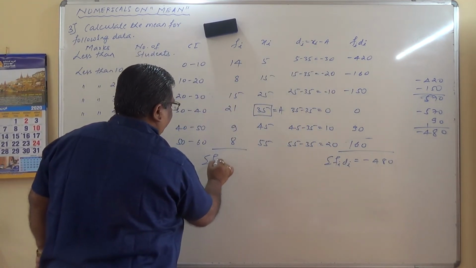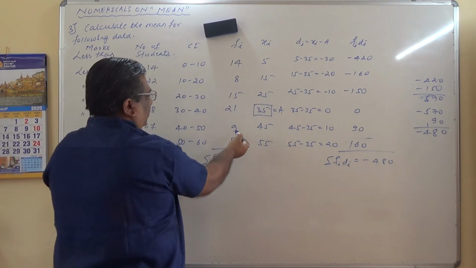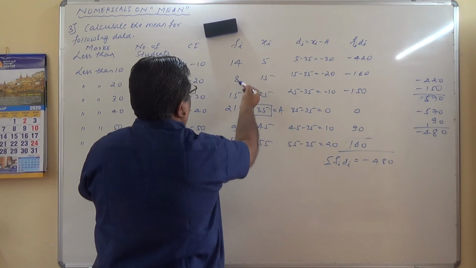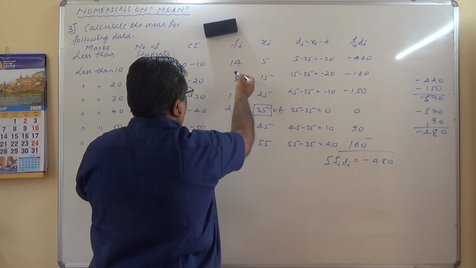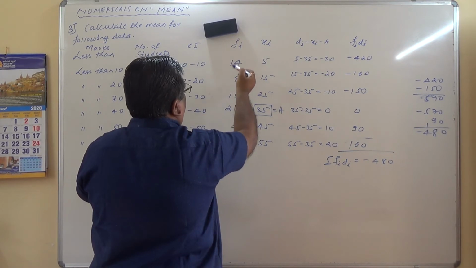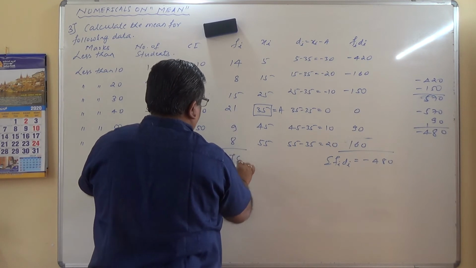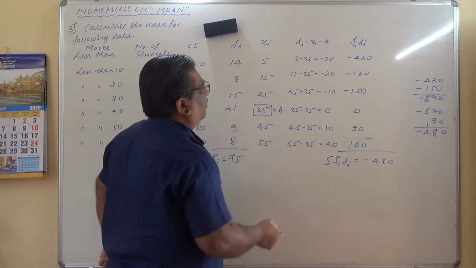This sigma Fi is equal to 14, 22, 37, 58, 67, 75. Check this one, sigma Fi is 75. Okay. So finally we'll adopt the formula now.